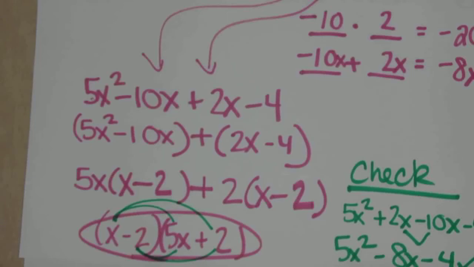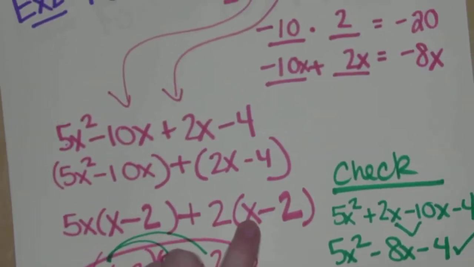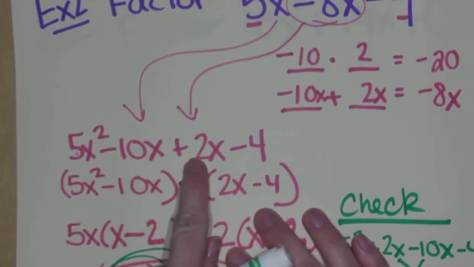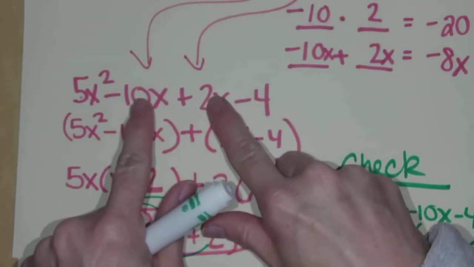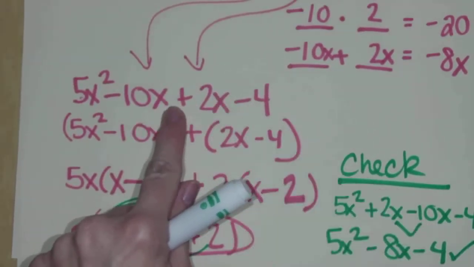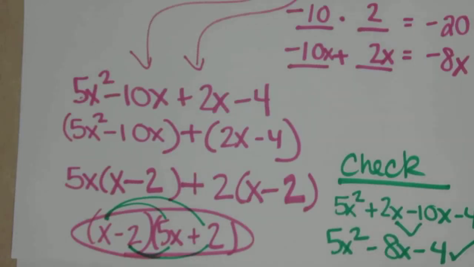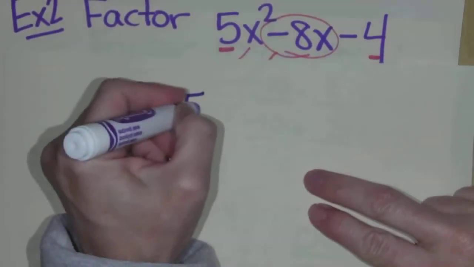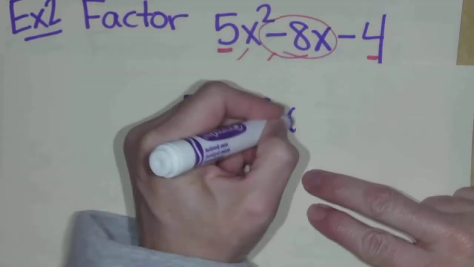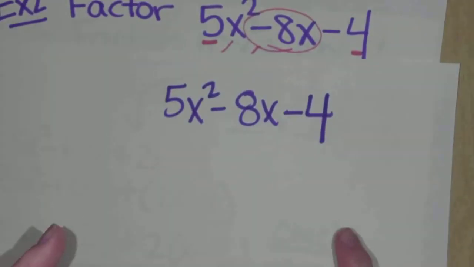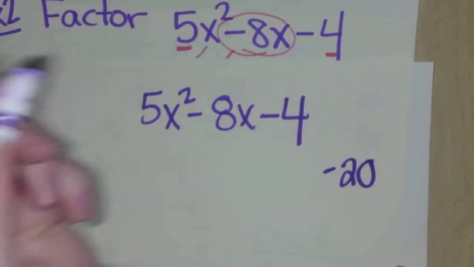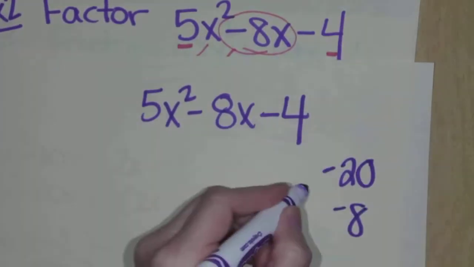I don't want you to forget what happens when the sign in between the second and third terms is a negative. So let me just redo this. Same exact problem. Let me recopy, bring this down here. 5x squared minus 8x minus 4, okay? So what we had done was we multiplied the 5 times the negative 4, and that was negative 20, and then we brought down the negative 8.